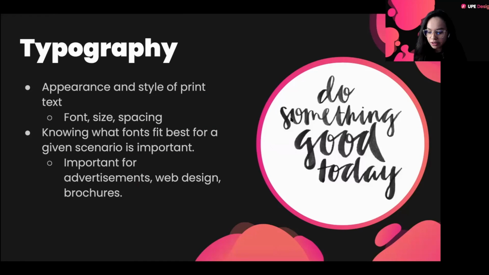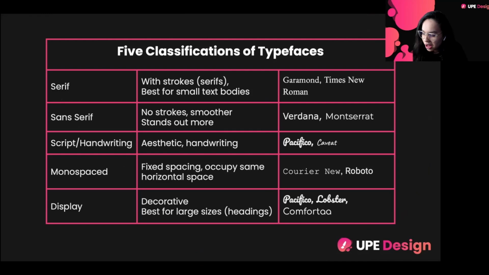Or like the example we saw earlier. That's calligraphy. We have monospace. So there's a fixed spacing for these. They occupy the same horizontal space. So each letter will take the exact same amount of space, like Courier and U Bravado.